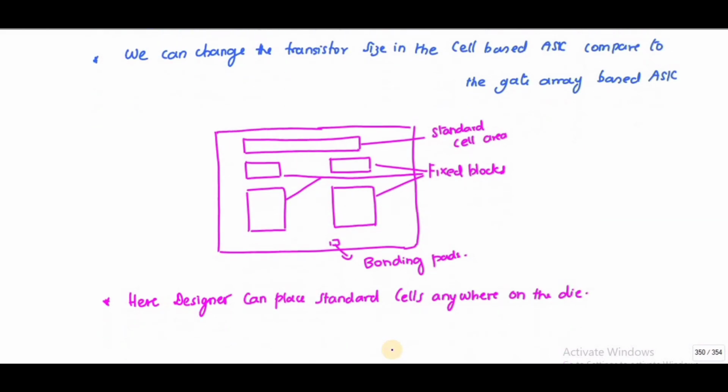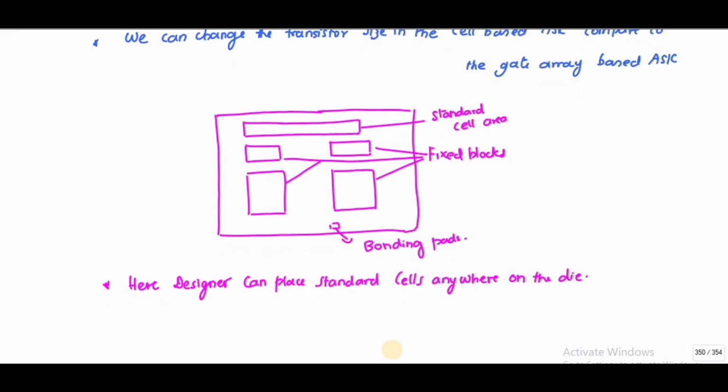So this is a block diagram of the ASIC. It has a standard cell area which is of flexible size, and here you can see there are fixed blocks. Okay. And the squares at the edge of the die represent the bonding pads. Here the designer can place the standard cells anywhere on the die.